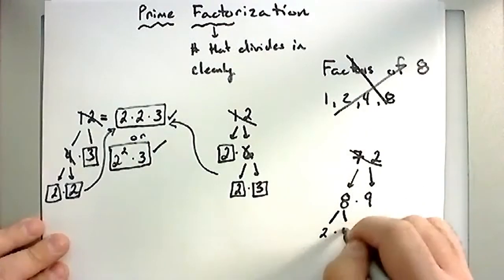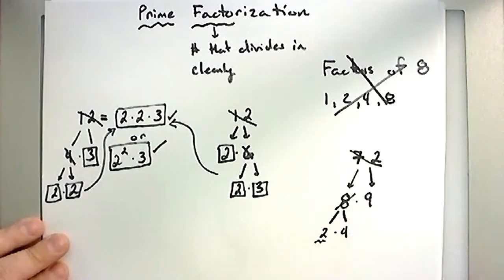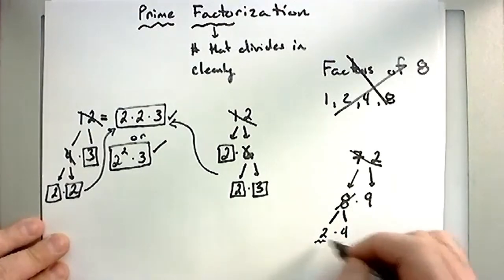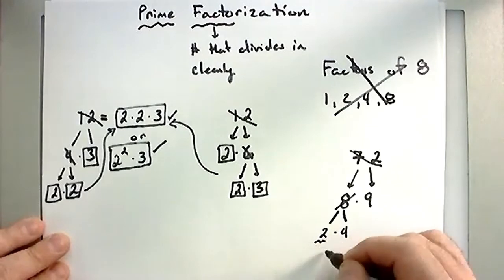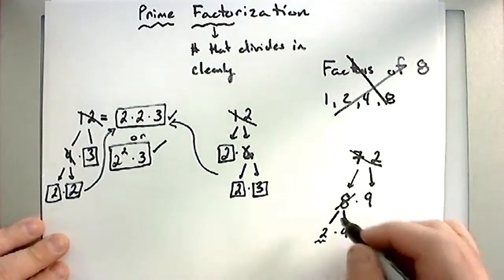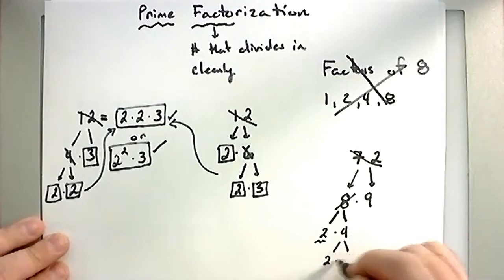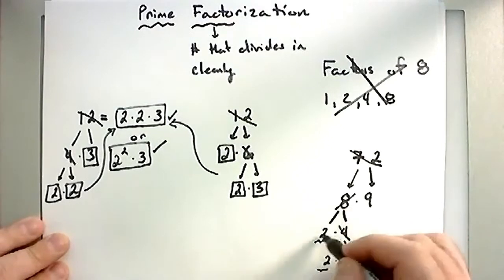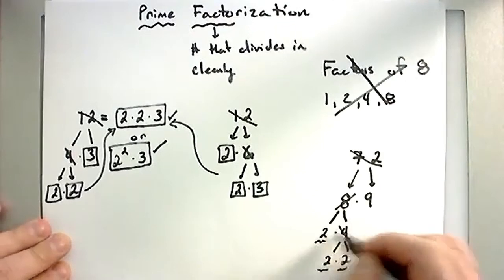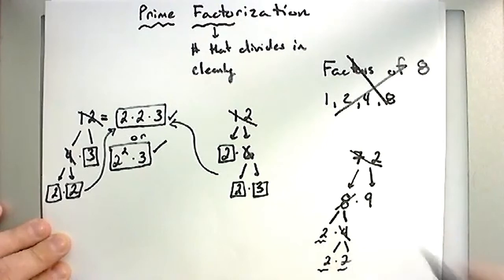8 breaks down into 2 and 4. 2 is done, so we can just put a mark there and leave that, because 2 doesn't break down. You could break it down into 1 and 2, but then you just have 2 again, and we're not super concerned about 1, since 1 goes into everything. 4 I can break down again into 2 and 2. So far, 8 broke down into 2 and 4. We kept the 2. The 4 broke down into 2 and 2. 1, 2, 3 2s so far.